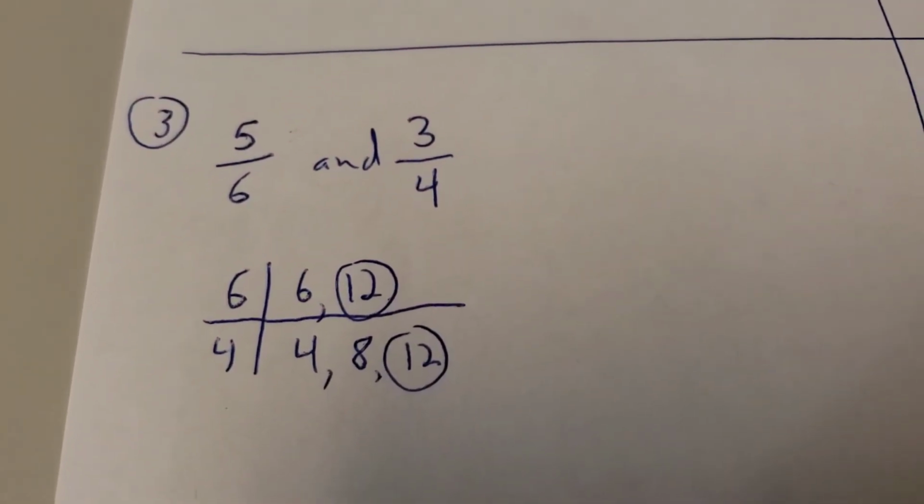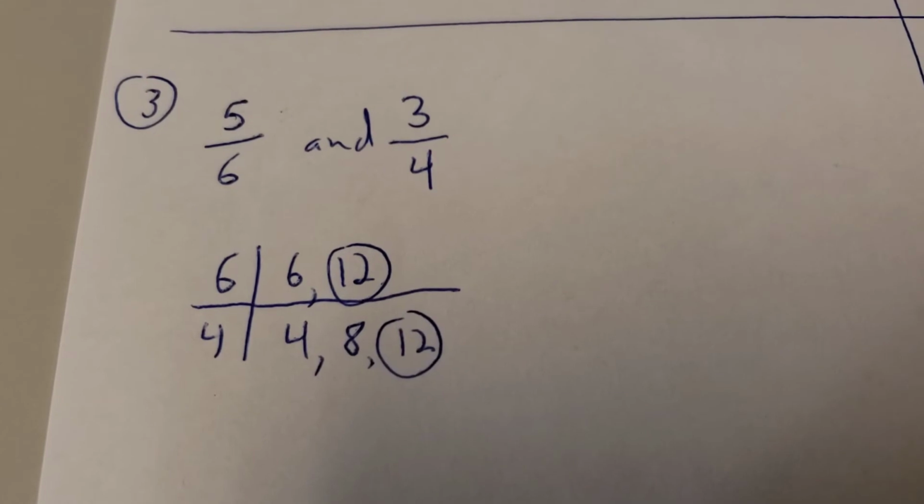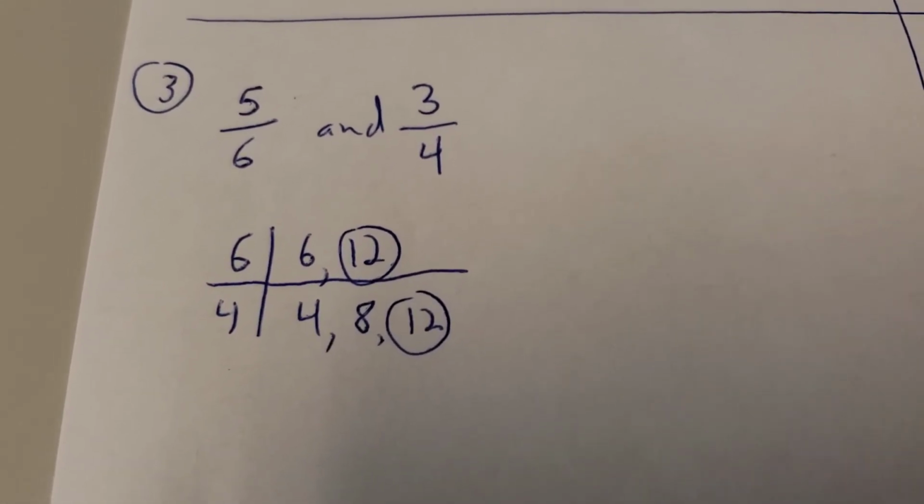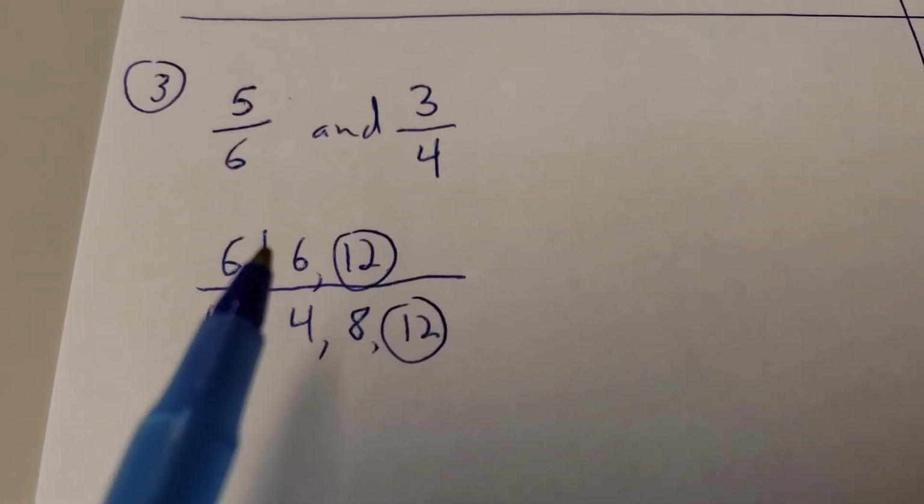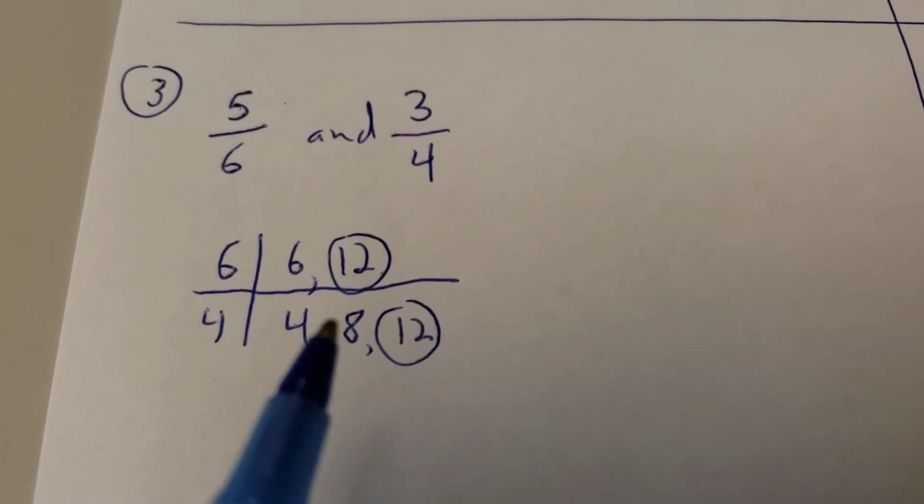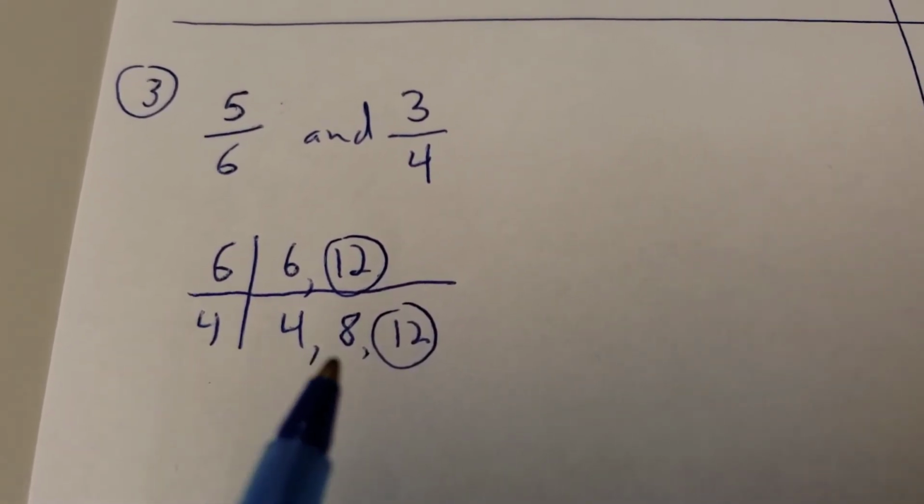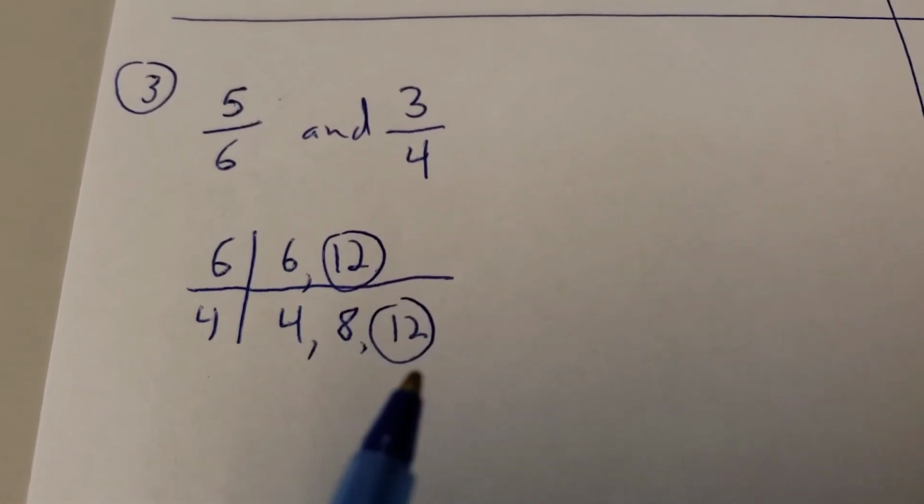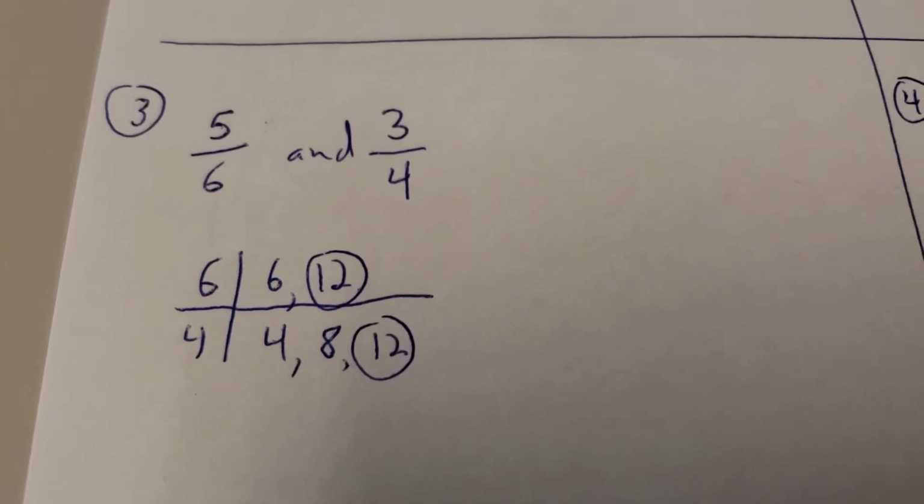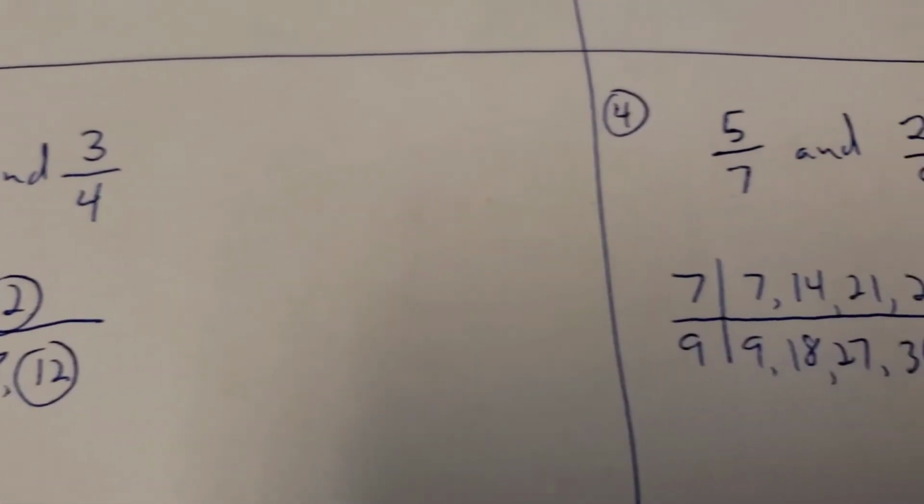All right, number 3, you're trying to find the common denominator between 5/6 and 3/4. Well, I list out my multiples of 6. So I got 6, I got 12. List out my multiples of 4. I got 4, 8, 12. There we go. Match is at 12. Least common denominator would be 12.